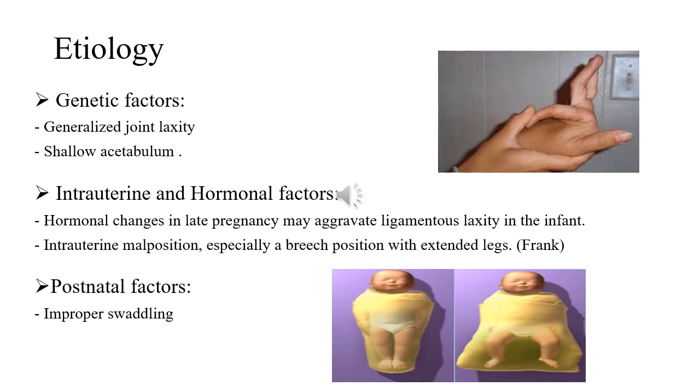And there are some postnatal factors, most importantly the swaddling. The picture on the left is the wrong way of swaddling the baby, and the right way is the picture on the right. So the legs should be always comfortable, and we should avoid the position in the left-hand picture, which is the extension and adduction of the hip joint.